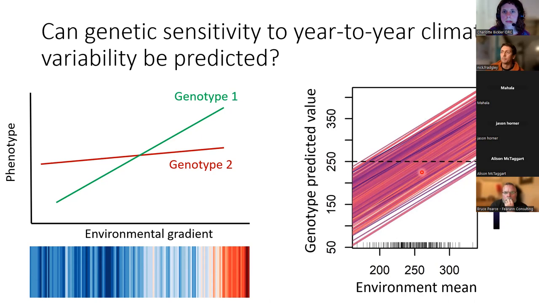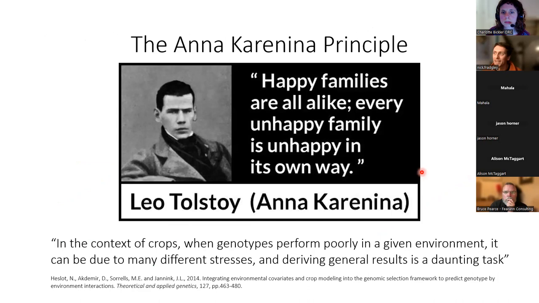So what I think that comes down to is a quote from Anna Karenina, the novel by Leo Tolstoy. This is the Anna Karenina principle, which comes from the opening of the book, where it says, happy families are all alike, but every unhappy family is unhappy in its own way. And this was related quite nicely to crop breeding by Heslot a few years ago. In the context of crops, when genotypes perform poorly in a given environment, it can be due to many different stresses, and deriving general results is a daunting task. I think that relates quite well to what I found, that there are so many different scenarios that can happen in a year. It makes it really difficult to predict any useful genotype-environment interaction that breeders could use to breed a single variety that is more resilient.